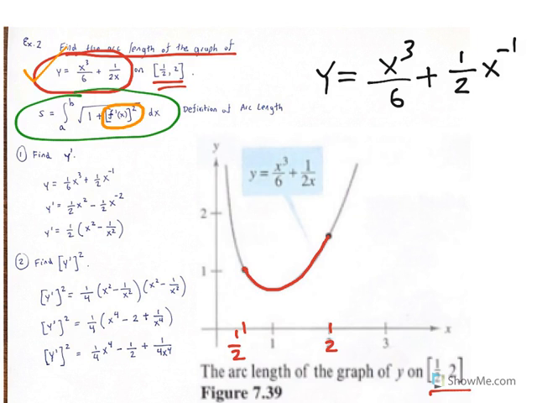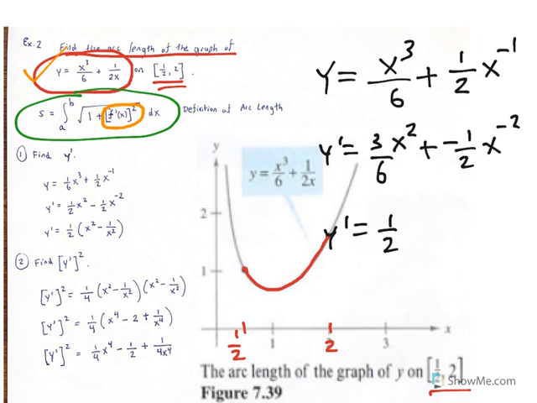And you just use the power rule to find the derivative. So using the power rule, you'll get 3 times x squared over 6. And then here you'll have negative 1/2 times x to the negative 2. So y prime is equal to 3 over 6, which is 1/2 x squared, minus 1/2 times x to the negative 2. If you write x to the negative 2 in the denominator, that's what you have.